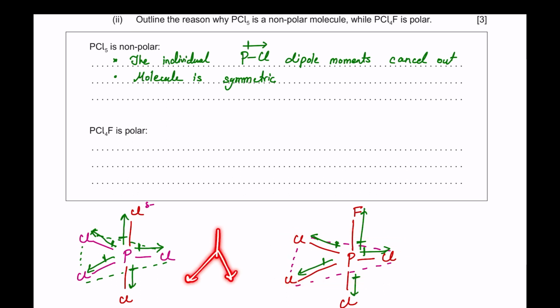They will cancel out because, as I told you, they are at 60 degrees and all of them are of similar magnitude. So if you do a vector sum, they will cancel out. But check for fluorine and chlorine. Fluorine is more electronegative than chlorine, so fluorine will pull electrons towards itself. It will have a delta minus charge, and chlorine will also have a delta minus charge.